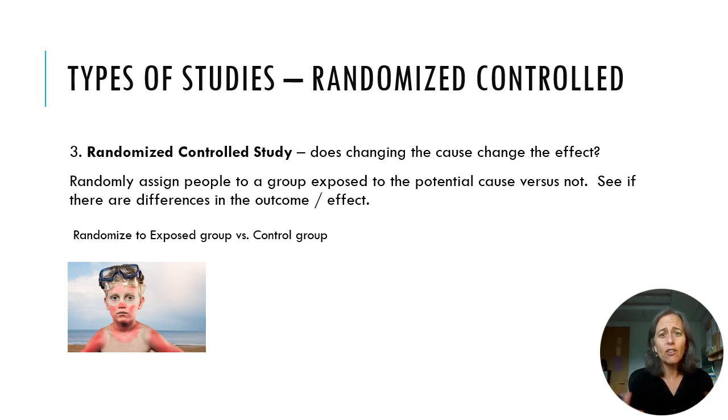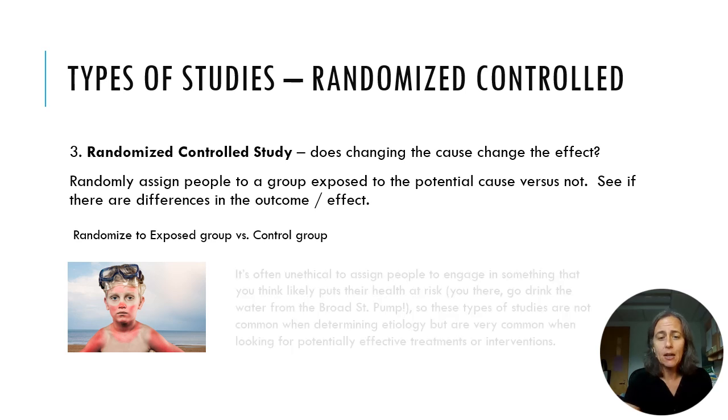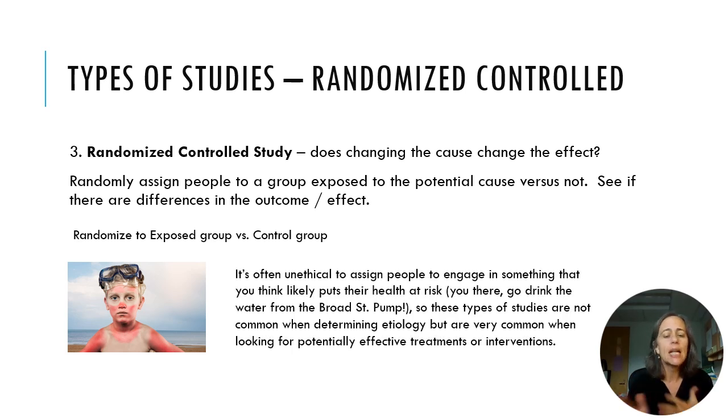usually it's not ethical for us to say, okay, we're going to have you do this thing that we think is going to make you sick, right? So oftentimes it's not ethical to randomly assign people to an exposure group that we think is going to put their health at risk. Like, okay, you guys go drink from the Broad Street pump and you guys go drink from another well and we'll see what happens. Once we think that's actually making people sick, it's not ethical to do that. So what's interesting in public health is that we very, very rarely will have randomized controlled trials looking at risk factors for disease. It's just not ethical.